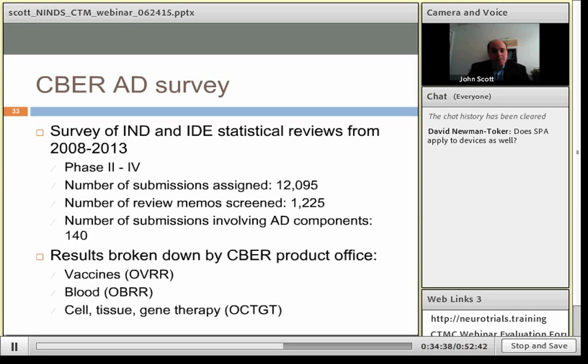During that time, there were about 12,000 submissions that were assigned to statisticians for review, and we ended up having 1,200 statistical review memos to screen. Of those 1,225, 140 involved adaptive design components, a little more than 10%. We broke the results down by the product office within CBER, which for us means the office that deals with vaccines, the office that deals with blood products, and the office that deals with cellular tissue and gene therapies.